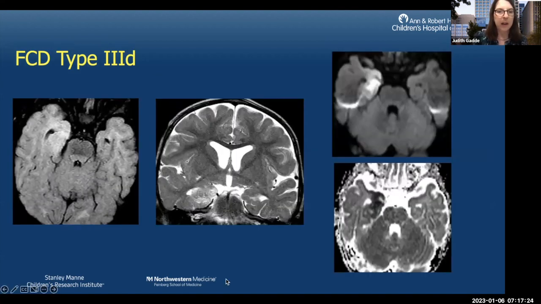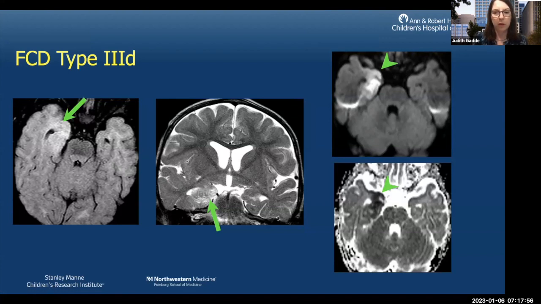And then lastly, we have that fourth category of type 3D. And this is the one where it can be associated with any other findings that are acquired earlier in life. So this was a neonate who presented with seizures and fevers. And on the axial T2 FLAIR here, we can see some T2 FLAIR hyperintensity. On the coronal T2, there's corresponding T2 hyperintensity. And also there was restricted diffusion in this region. This ended up being HSV encephalitis.